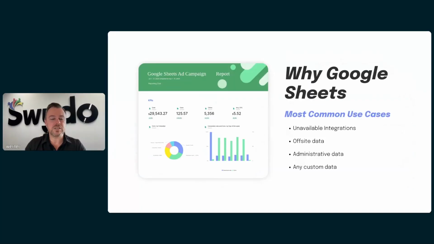Then why Google Sheets? Some of the most common use cases for this, as we said, it's for unavailable integrations. I think that's the one that we mostly deal with. Offsite data, what we mean by offsite data is, for example, if you've got a client that's got an e-store, but they also have a location store where they do a point of sales, and you want to add some of this point of sales data to the data that you are tracking for his e-store, whether it's through Shopify or wherever it might be that you're tracking that, you can bring that point of sale data in with a Google Sheet as well.